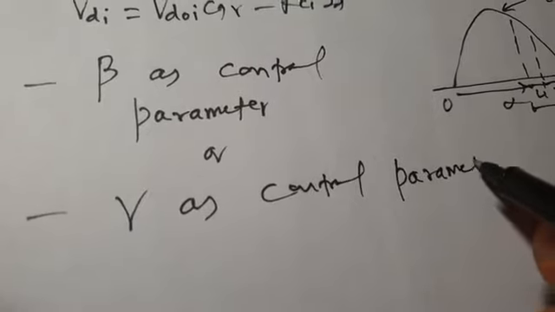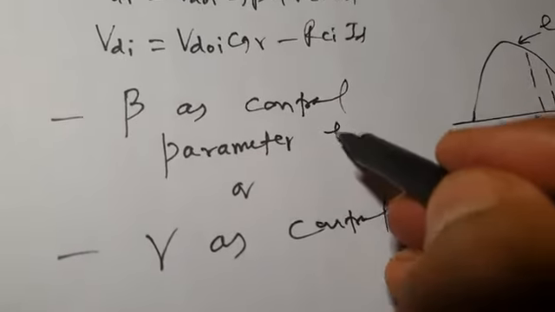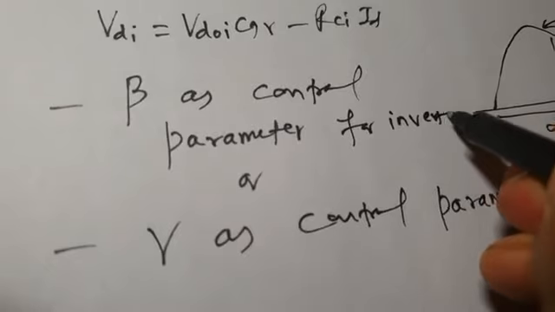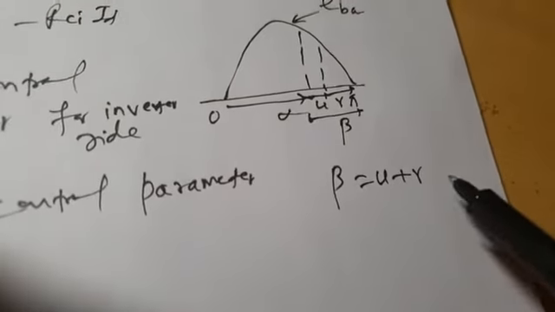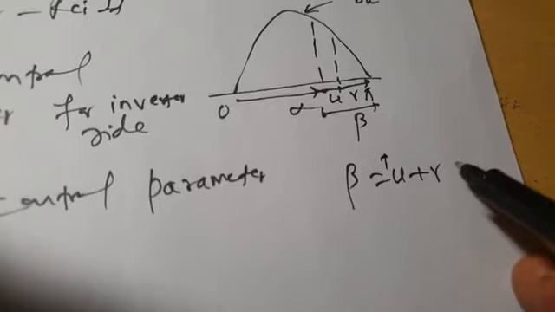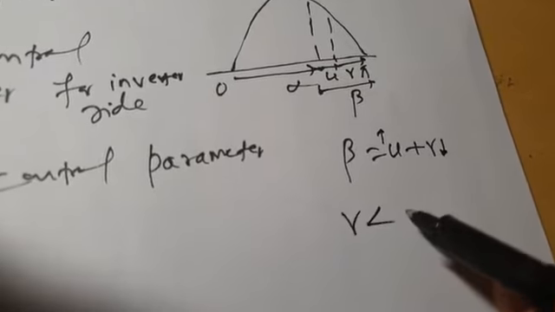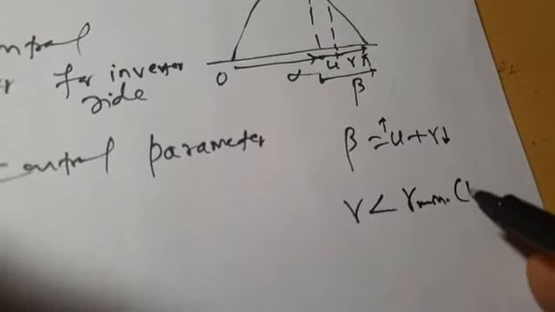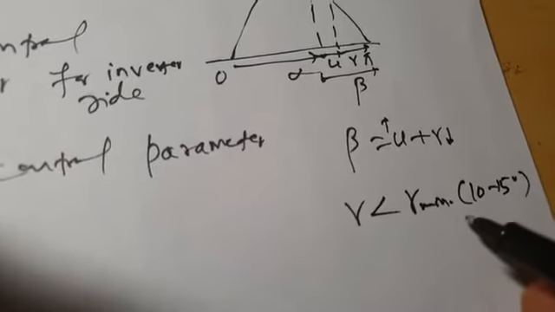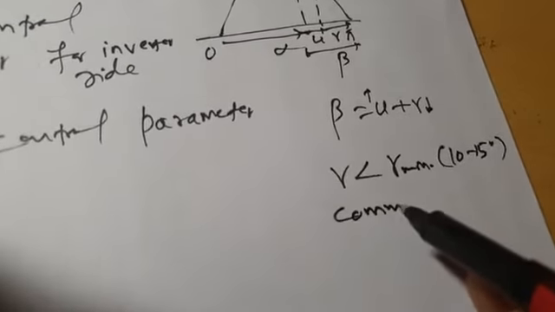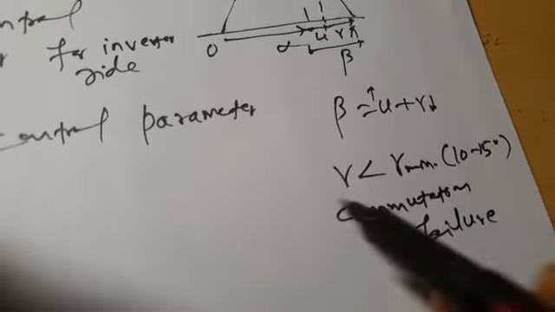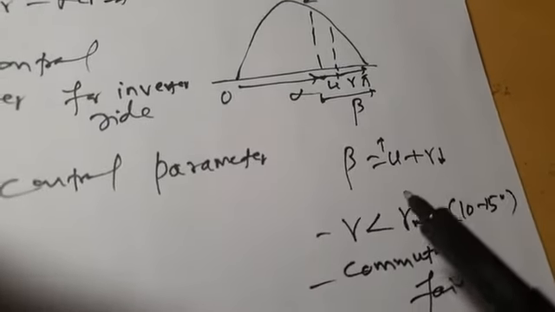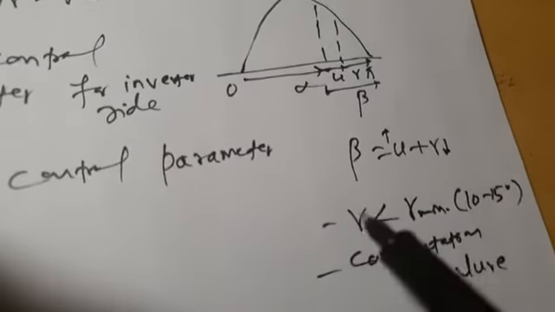Now what is the problem if you have beta as control parameter for inverter? For inverter, if you have beta as control parameter, the problem with beta control is that your beta is U plus gamma. Suppose U increases. When U increases, gamma automatically decreases and gamma becomes less than gamma min. And what is your gamma min? Say 10 to 15 degrees. If it becomes less than gamma min, commutation failure will occur. We have already studied this, and we have drawn the waveforms also for this. So therefore, one way of avoiding this commutation failure is to increase beta.